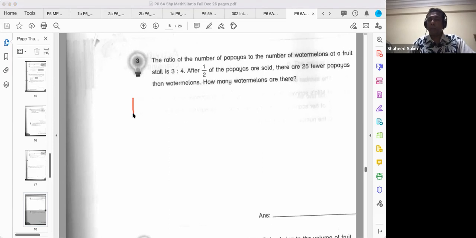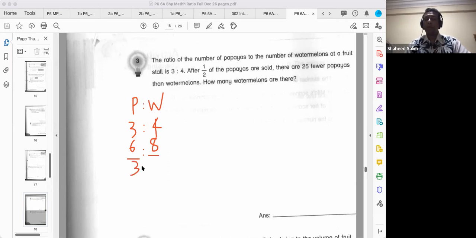The ratio of the number of papayas to watermelons is 3:4. Half the papayas are sold, you know what to do already, right? You change this thing, give new numbers then. So you can times by 2, right? Times by 2. So when half the papayas are sold, you are left with 3. Watermelons 8. So what's the difference? The difference is 5 units. This 5 units is equals to what? 25 papayas.